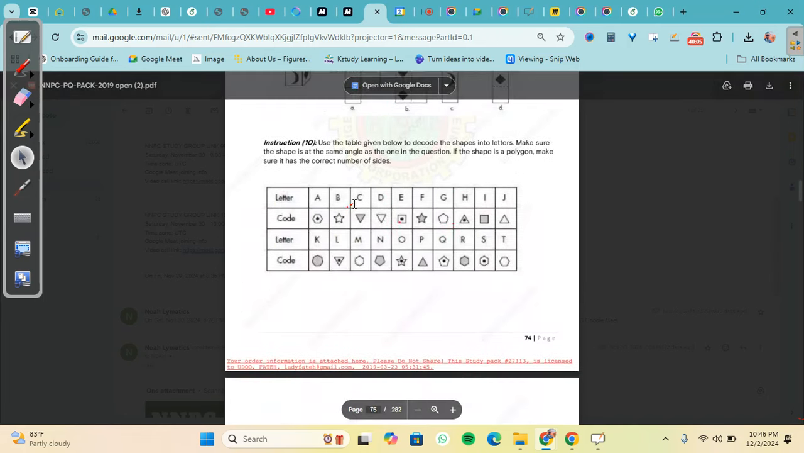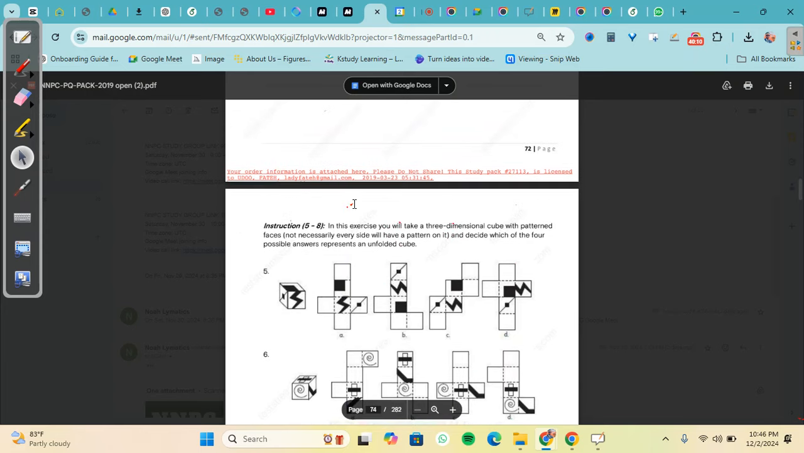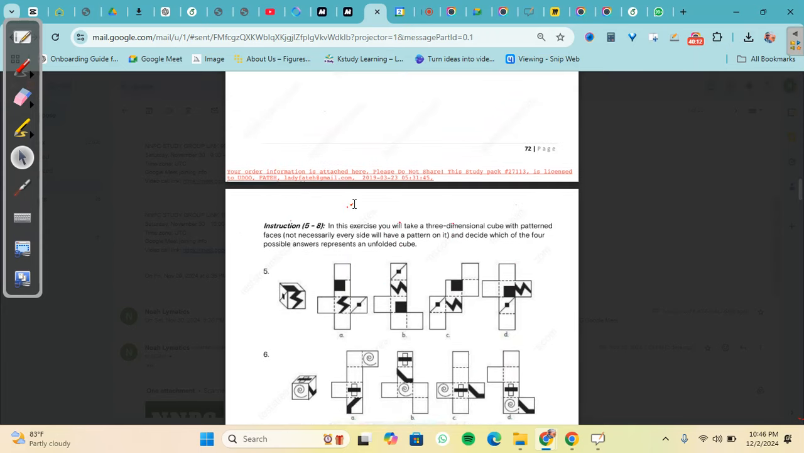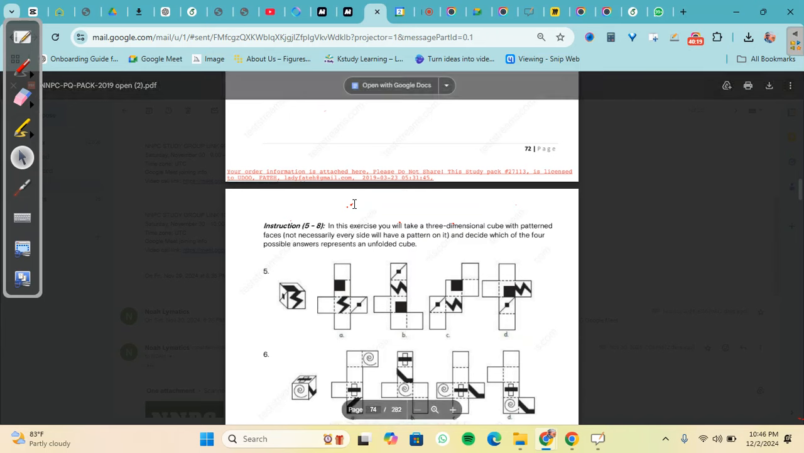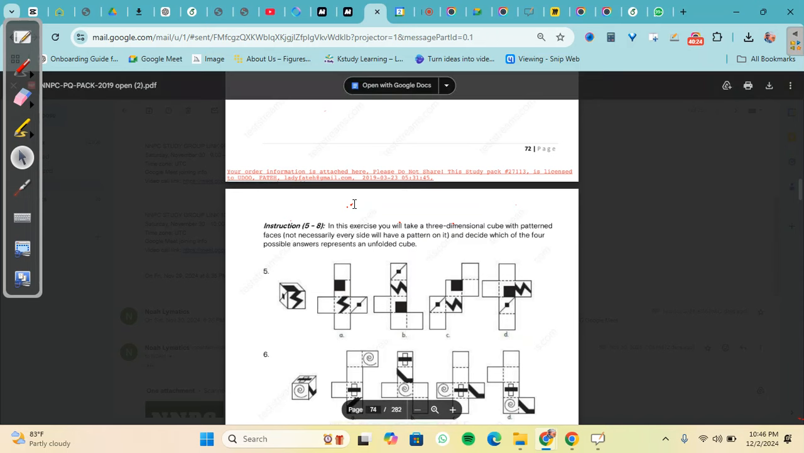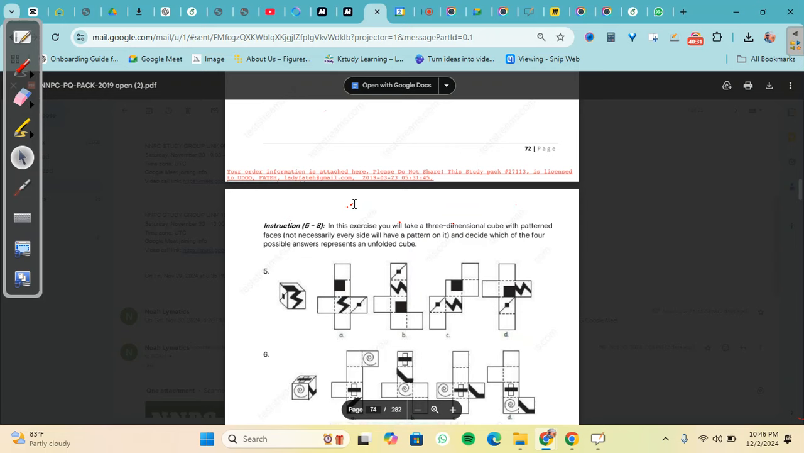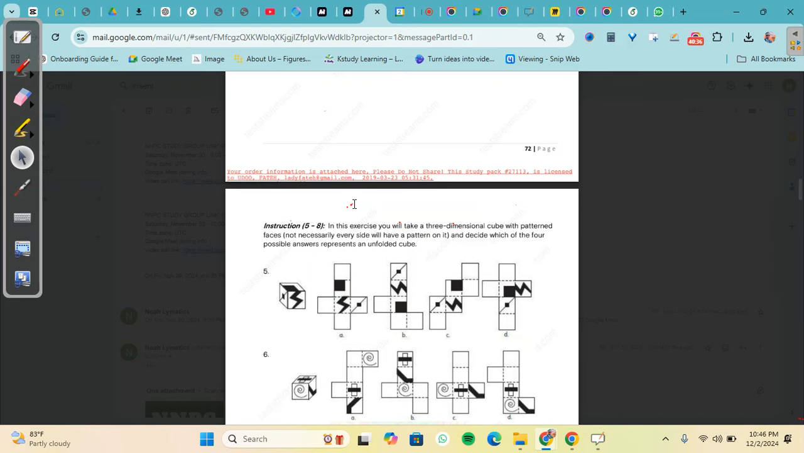Page 75. Just looking at this diagram itself, let's even read the instruction. It says, in this exercise, you will take a three-dimensional cube with patterned faces. Not necessarily every side will have a pattern on it, and decide which of the four possible answers represents an unfolded cube. They said we should decide which of the four possible answers represents an unfolded cube.